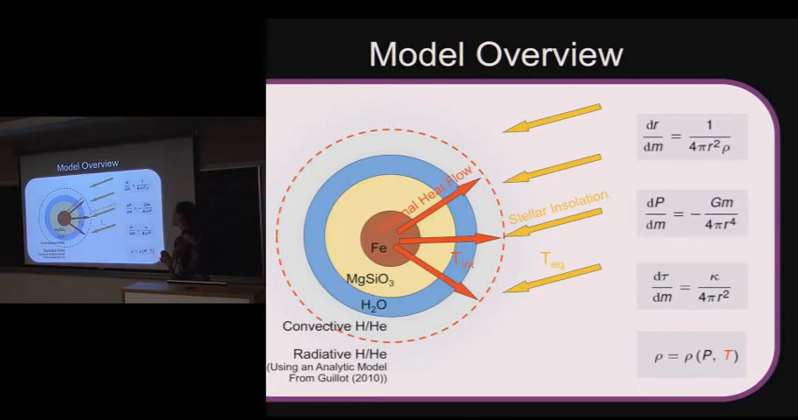So I want to emphasize that this T_int doesn't actually represent temperature at any point in the planet, but rather the Stefan-Boltzmann constant times T_int to the 4th is the energy flux coming from the planet interior into the planet envelope. So effectively, I'm solving the equations of stellar structure, but applied to a planet.